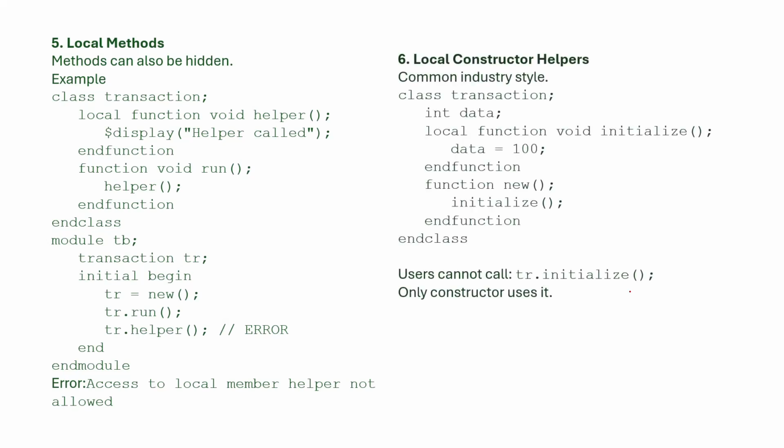Okay. Local constructor, that means whatever constructor we are using, that means the function we are using, right? And the constructor also we are making local. So just local function void initialize that data, end function, and you are initializing that data in your constructor method. So the user cannot call transaction dot initialize, because initialize is your local method name. That local method name we can't call directly in your module. Okay, we can call through the constructor.